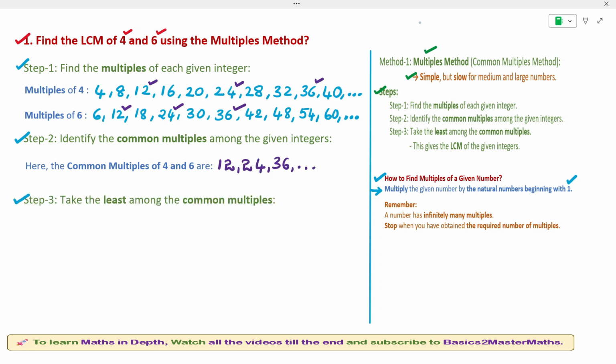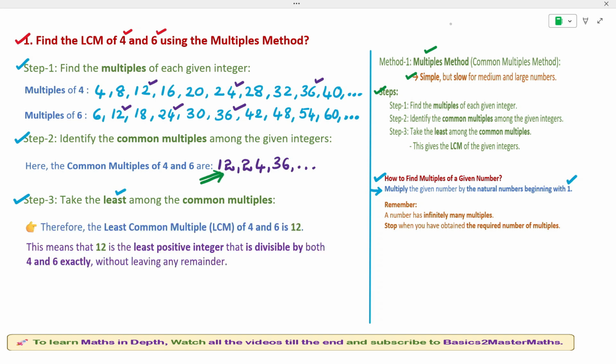Step 3. Take the least among the common multiples. Here, the least common multiple is 12. Therefore, the LCM of 4 and 6 is 12.